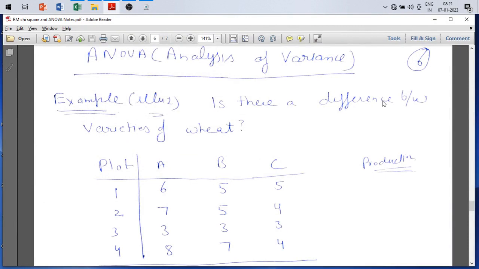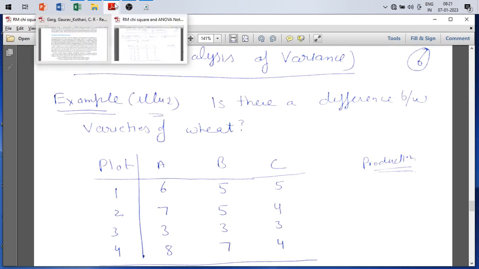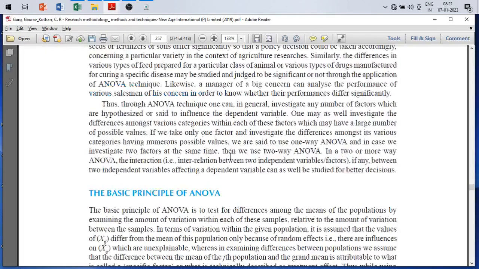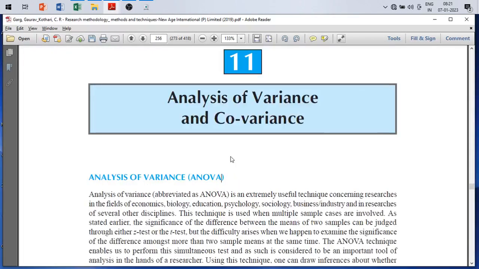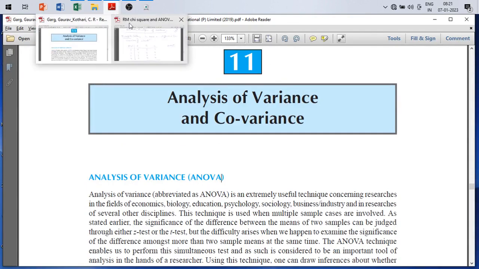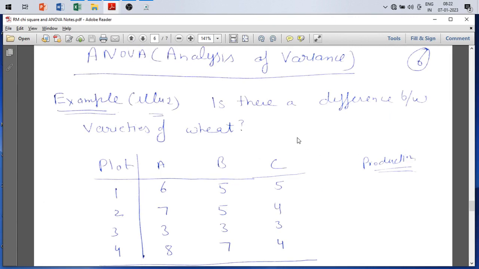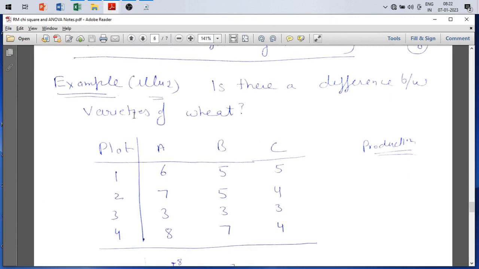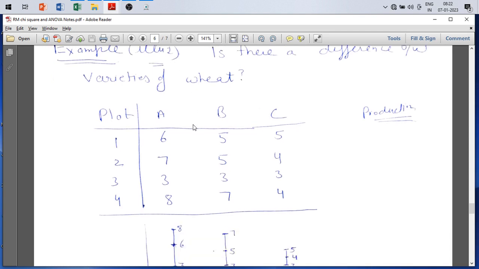In this lecture, we will talk about ANOVA, which is analysis of variance, and this is given in chapter 11 of our textbook. So let us look at one example, which is illustration 2 in the book. And in this example, some data is given.